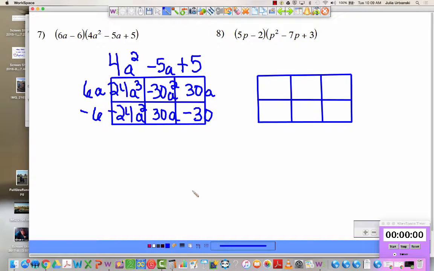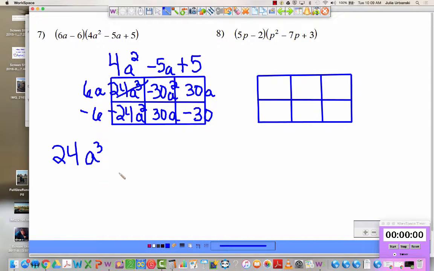Okay, so multiply the coefficients. When the variables match, add them. When the variables don't match, then just put them together. Last thing is standard form. Highest exponent first. 24a to the third. That's the highest, just like yesterday. And I'm going to just go ahead and cross that off because I want to make sure that I included them all.